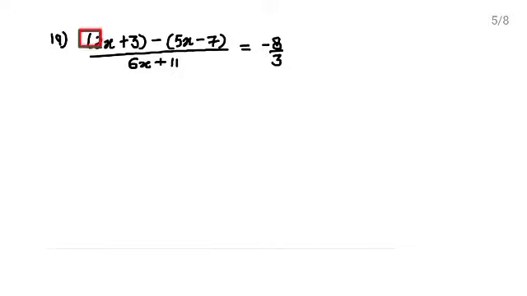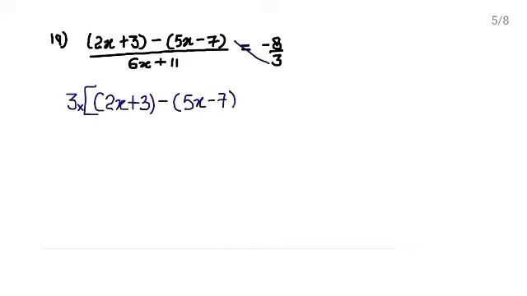Next question number 19. Multiply this whole numerator by this 3, right? होल न्यूमरेटर को मल्टीप्लाई कर देते हैं बाय दिस 3. सो 3 से मल्टीप्लाई करना है टू दिस 2x प्लस 3 माइनस 5x माइनस 7 is equals to multiply minus 8 by the whole denominator, which is 6x plus 11. Now 3 multiply, first of all solve the inner bracket.